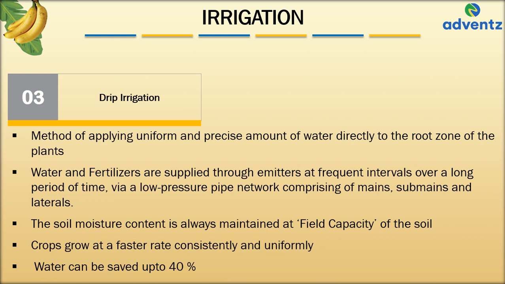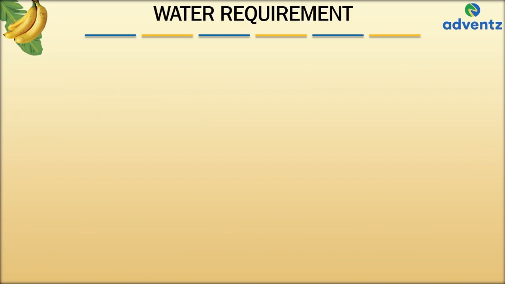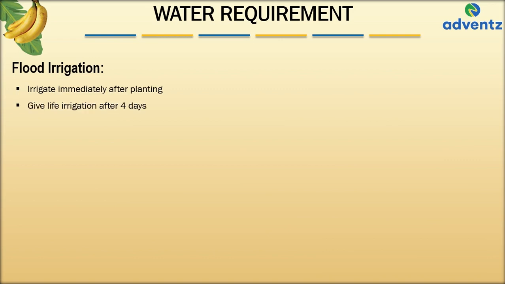So these were the three methods of irrigation: flood or furrow irrigation, which is good for garden land; trench irrigation for wetland; and drip irrigation, which saves water. In flood irrigation, we need to irrigate immediately after planting is complete. Post that, after 4 days, we need to give live irrigation.